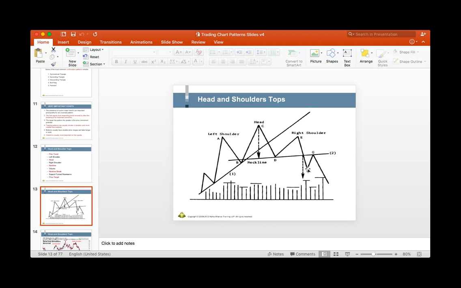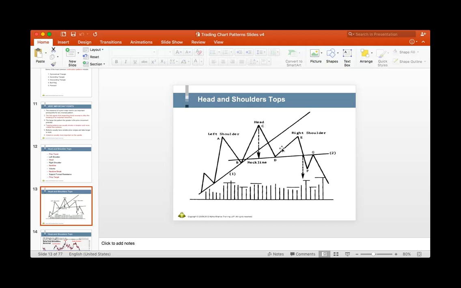First things first, the prior trend is an uptrend. Prior trend is uptrend, left shoulder, head, right shoulder, followed by the neckline. What is the neckline? The neckline is basically this line over here. This is considered the neck. That's where you can draw the head and shoulder pattern.